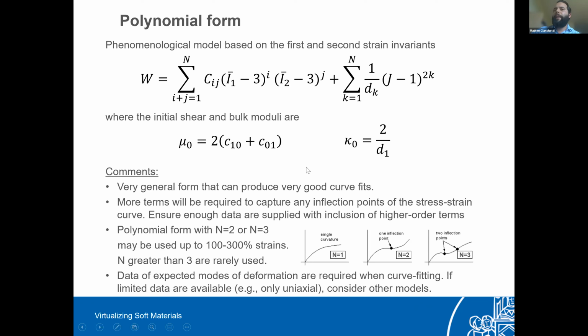With n equal to 1, actually, you're not able to represent all the inflections that we saw in a general stress-strain behavior of a material. So polynomial with n equal to 2 and 3 are usually used to see the deformations that reach 100, 300% of strains. Going beyond 3 is actually useless because it is increasing complexity, but without really making a difference in the goodness of the fitness.